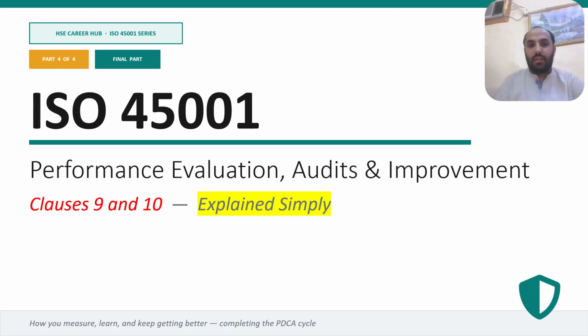We are covering clauses 9 and 10, performance evaluation and improvement. This is the check and act stage of the PDCA cycle that we mentioned in our first video. This is where you find out whether everything you have planned and put in place is actually working, and then you use that knowledge to keep getting better and better. Let us finish this properly.